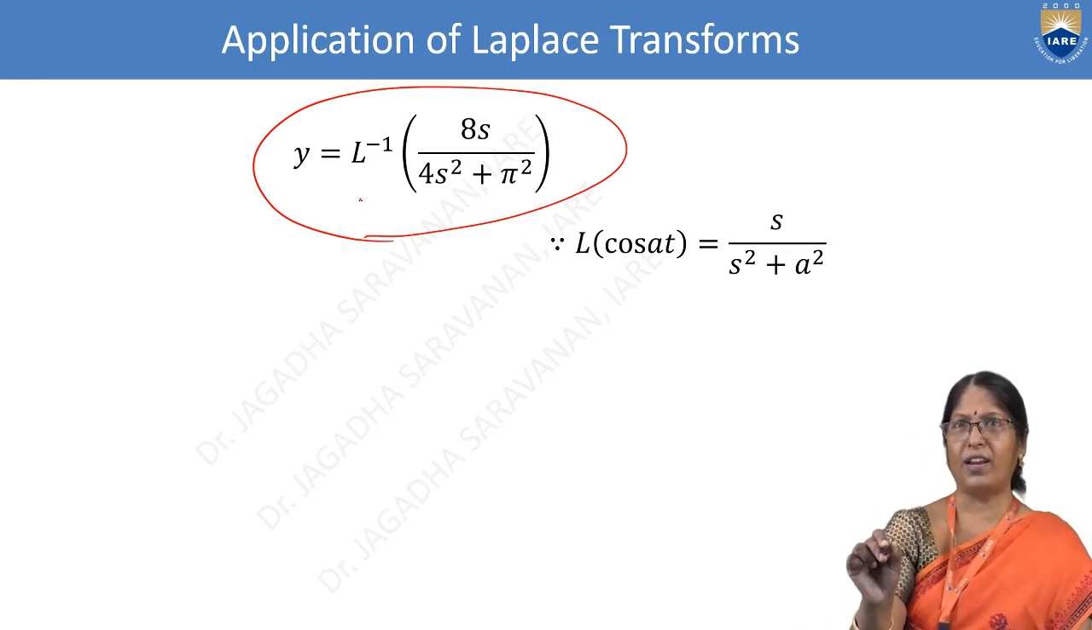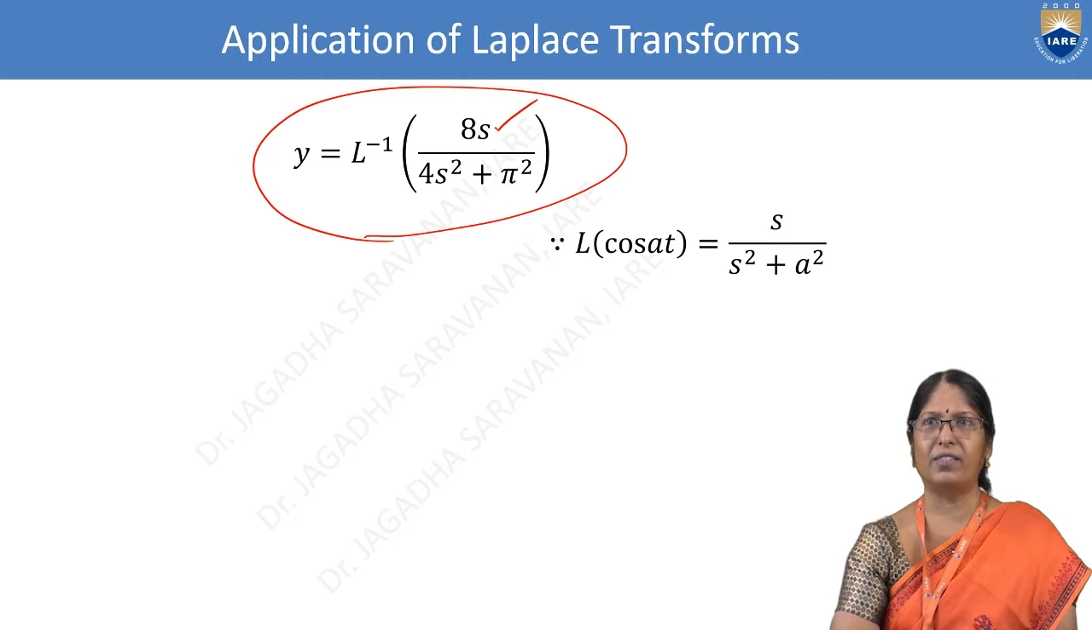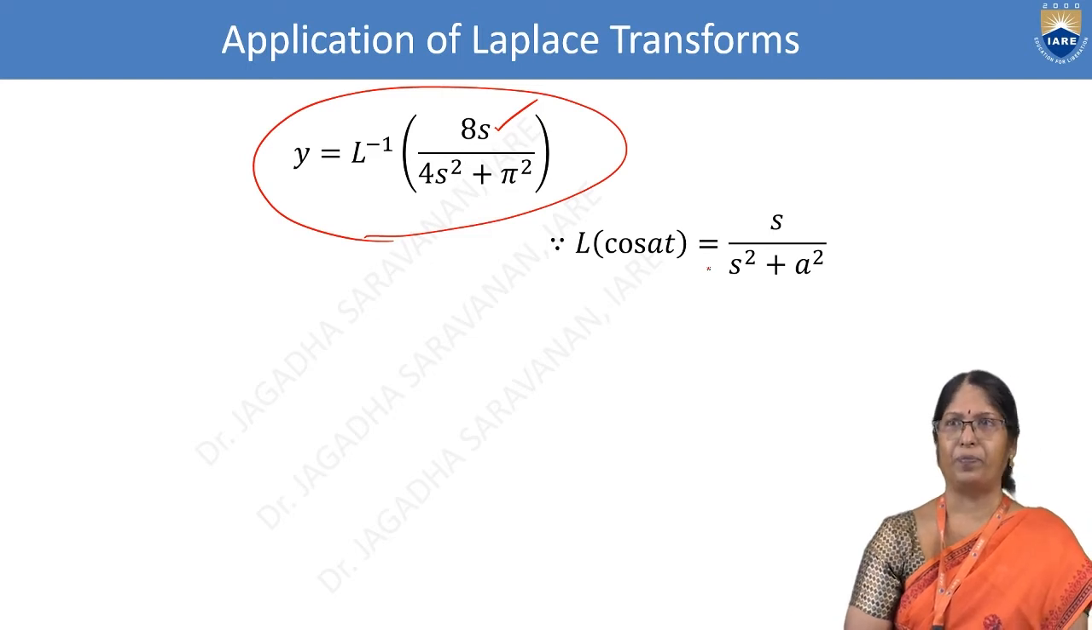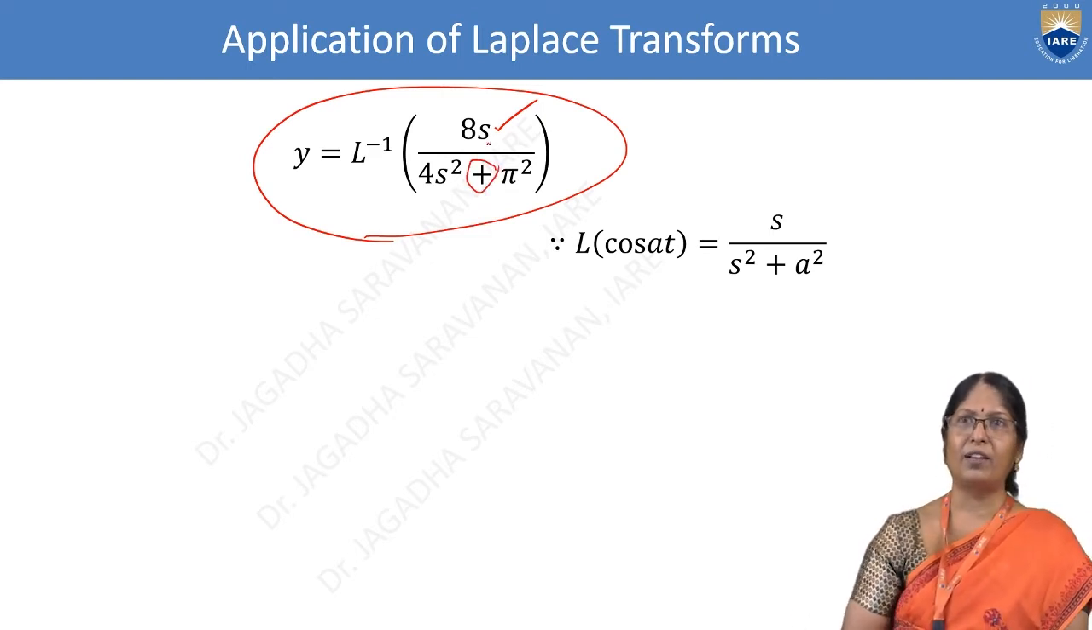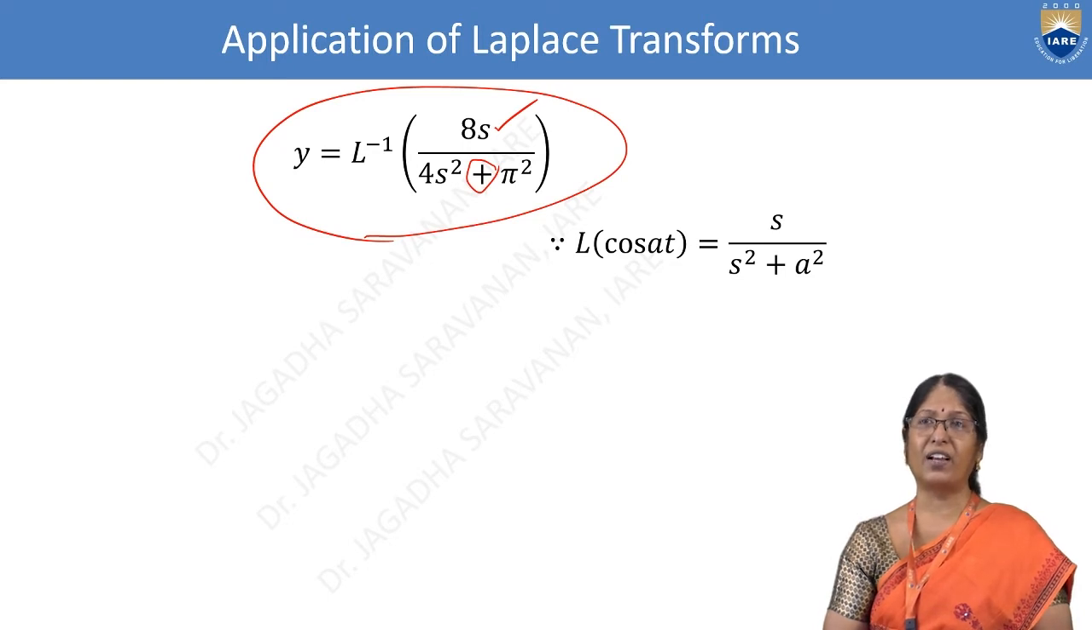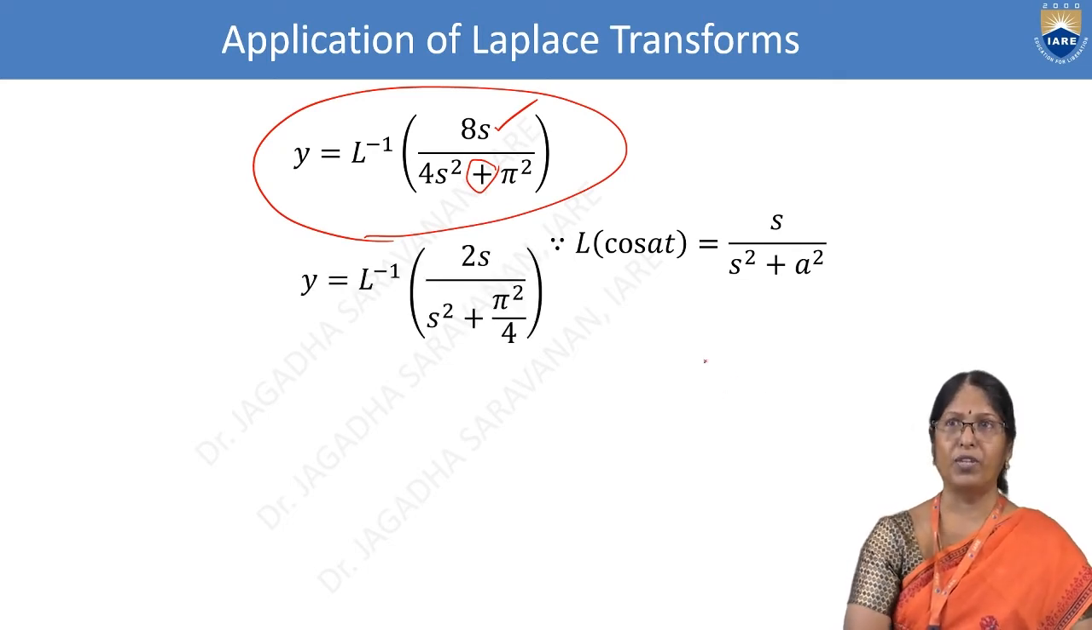So first, the target is the numerator. If s is there in the numerator, we will select cos. If s is not there, we will select sine. It's a small technique. Now cos at. And for the denominator, we look at the sign. If it is positive, we go with cos at. If it is negative, we go with cos h. Now we can compare to this.